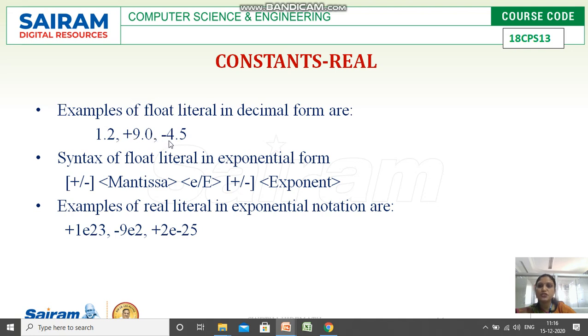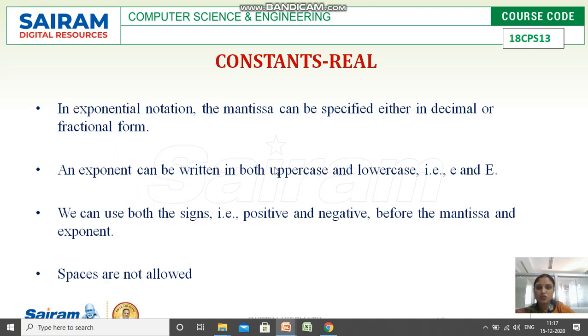+1.2, 9.0, -4.5. So signs are also included. The syntax of a float literal in exponential form is plus or minus, followed by the mantissa, followed by e or capital E, then plus or minus for signed numbers, whether positive or negative, followed by the exponent. Mantissa and exponent both have to be included. Here we have the examples: +1E23, -9E2, +2E-25. So these are the examples for real constants.